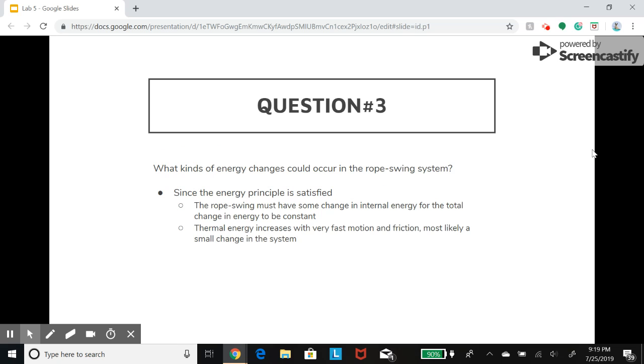To answer the third question, since the energy principle is satisfied, the rope swing must have some change in internal energy for the total change in energy to be a constant zero. Thermal energy is an example of a change in internal energy, and thermal energy increases with very fast motions and friction, and this most likely causes a small change in the system.